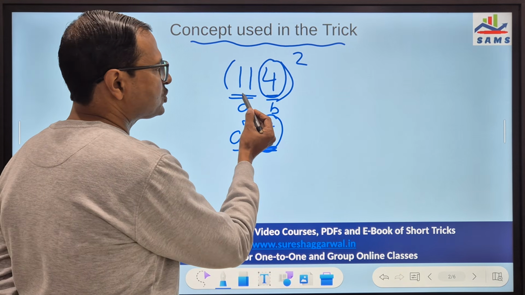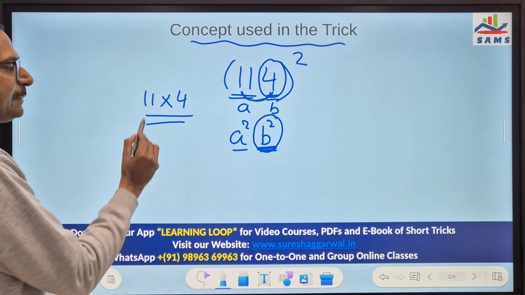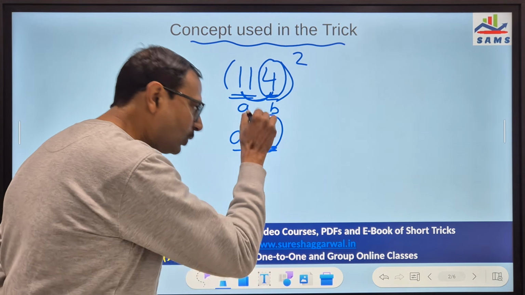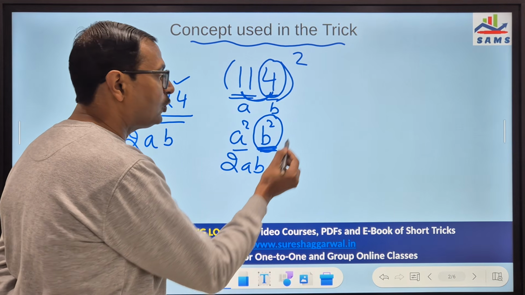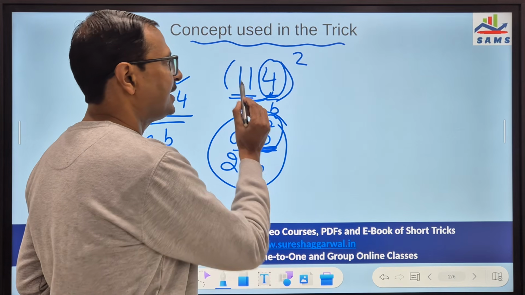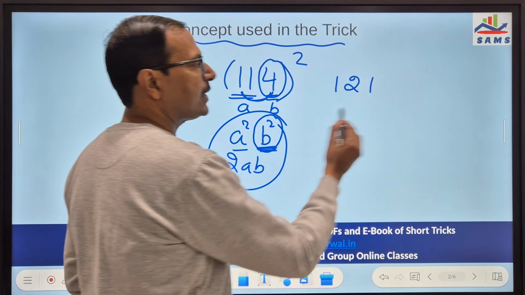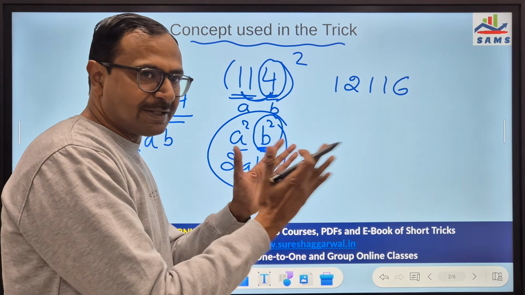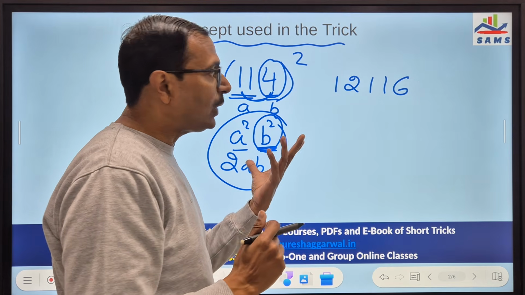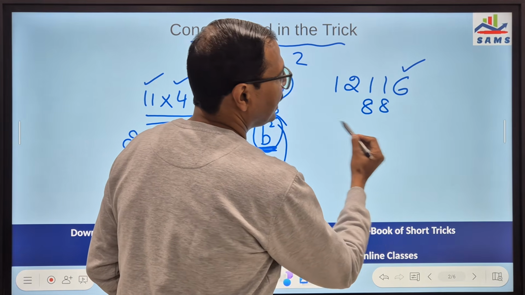And now watch what will happen. The product of these 2 digits, that is 11 into 4, and double of this, that means double of A times B, 2AB, is to be written below this number. But how we write these numbers is very important, so I am demonstrating it. See, A square is 11 square, which is 121. B square is 4 square, which is 16. So I have written them together. Now 11 times 4 is 44, and double is 88. So where do I write 88? I will leave one digit from the right hand side and then write 88 here, and add vertically.